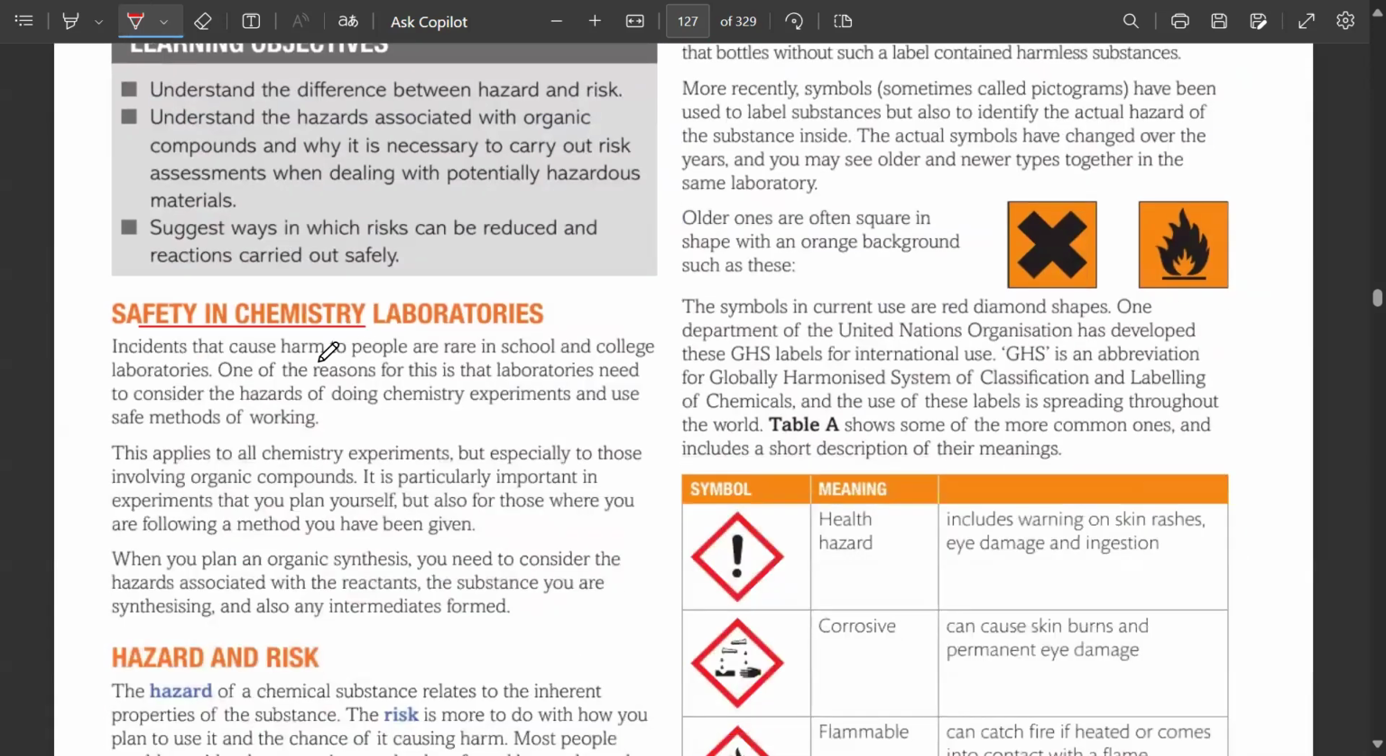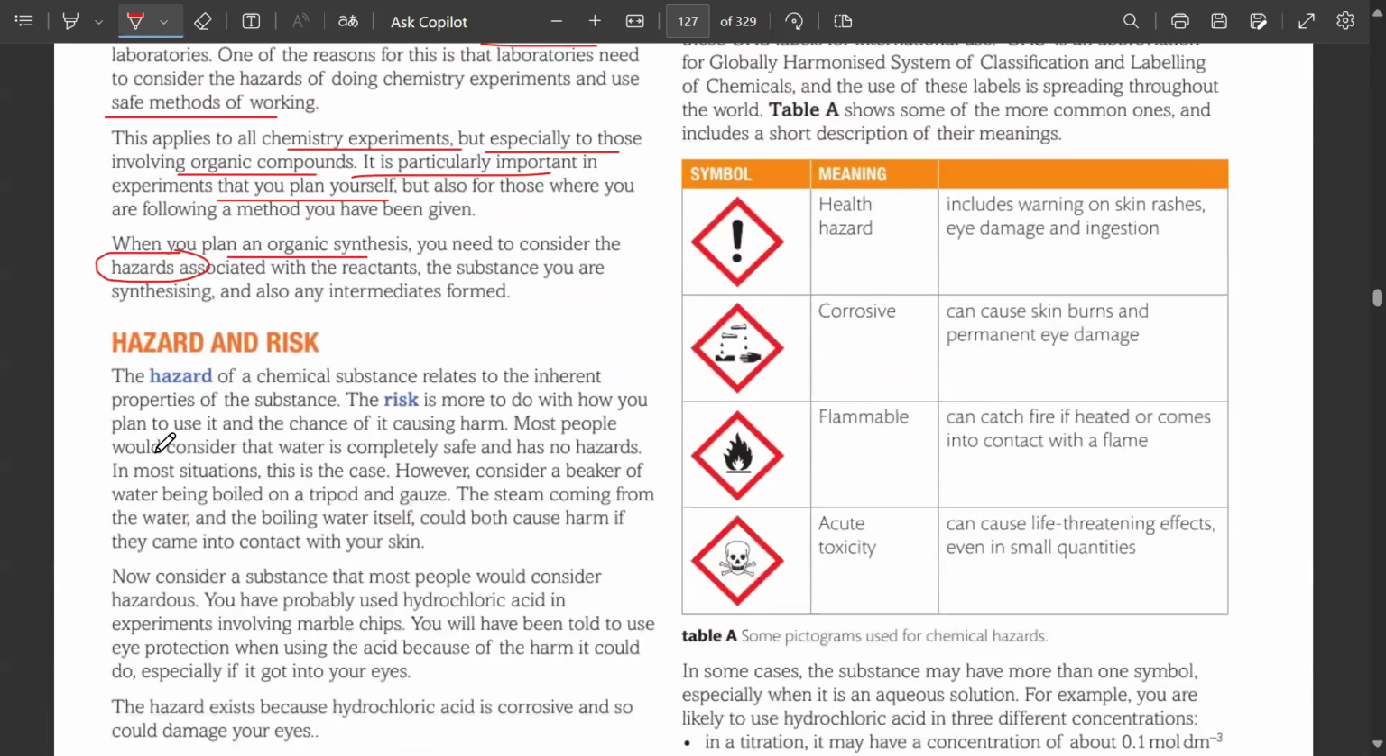So incidents that cause harm to people are rare in school and college laboratories. And one of the reasons is that laboratories need to consider the hazards of doing chemistry experiments and use safe methods of working. This applies to all chemistry experiments, but especially to those involving organic compounds. It is particularly important in experiments that you plan yourself. And when you plan, for example, an organic synthesis, you need to consider all the hazards that are associated with the reactor so that you can be prepared for those as well.